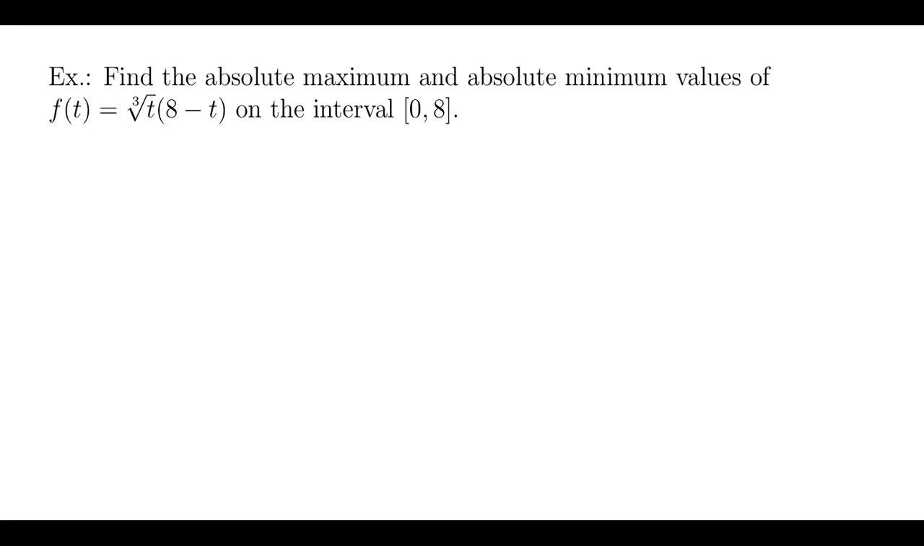This example asks us to find the absolute maximum and absolute minimum values of the function f of t equals the cube root of t times 8 minus t on the interval from 0 to 8. So first we want to consider whether we expect to be able to find such things, because, for example, a function that has a vertical asymptote will not have the appropriate extremum.